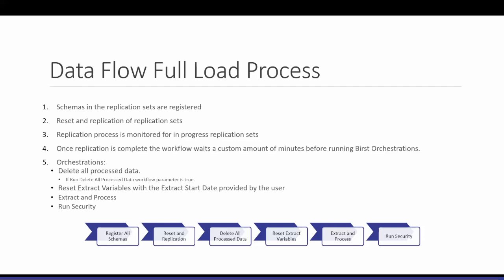The data flow full load process has a few steps. First, the schemas in the replication sets are registered. Next, it kicks off replication of the replication sets. Then the replication process is monitored for in-progress replication sets. Once that replication is complete, the workflow waits a custom amount of minutes before running the Birst orchestrations. And then these orchestrations delete all processed data. It then resets the extract variables with the extract start date provided by the user, runs the extract and process workflow, and runs a security workflow.